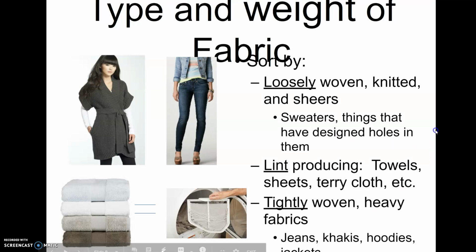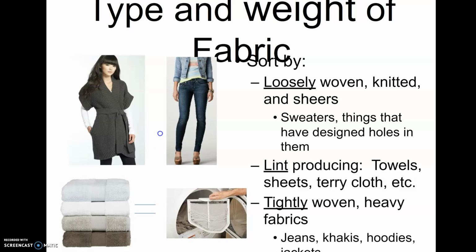So, type and weight of fabric continued. We have loosely woven and knitted sheers, something like this, which is a woven knit fabric. Sweaters, and things that have designs or intentional holes in them, would all want to be put in the same groups.